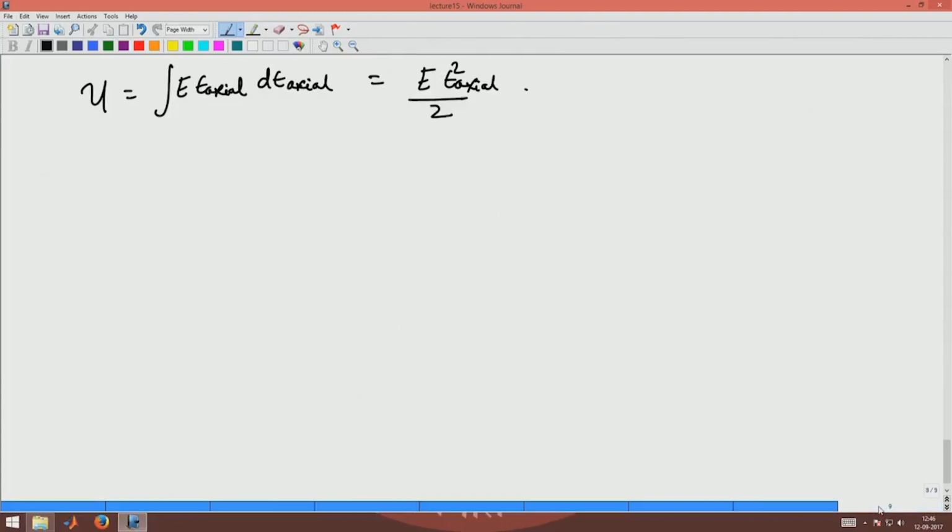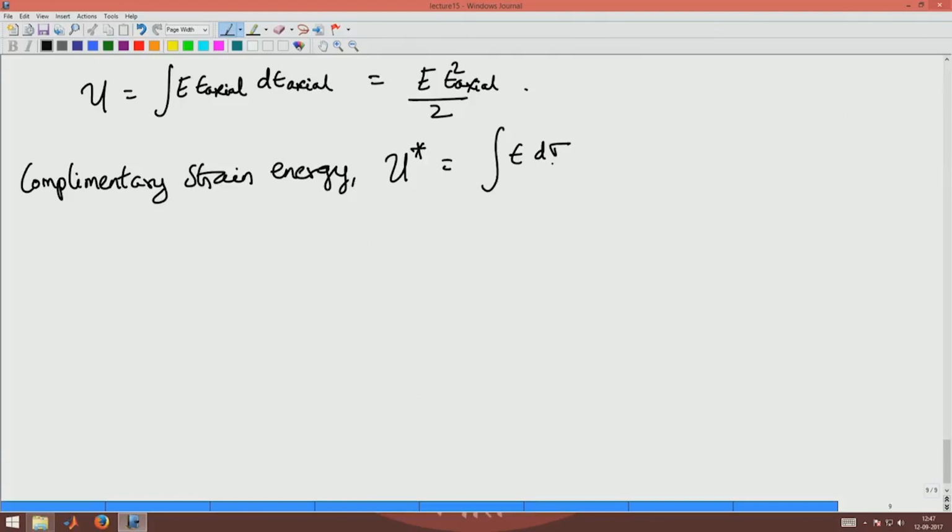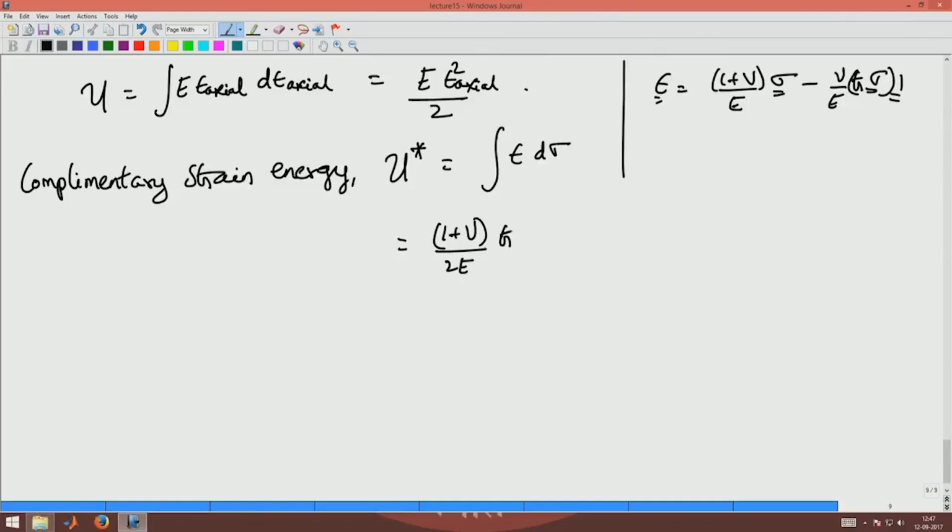Now, let us find the complementary strain energy, which is denoted by u star. This is nothing but the integral of epsilon d sigma. For us, epsilon was 1 plus nu by E sigma minus nu by E trace of sigma identity. So, this will boil down to 1 plus nu by 2E trace of sigma squared minus nu by E trace of sigma squared by 2. So, that is the complementary strain energy.